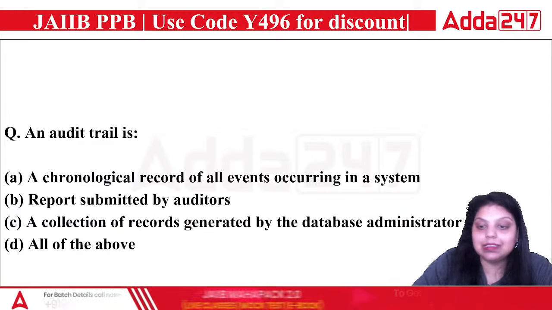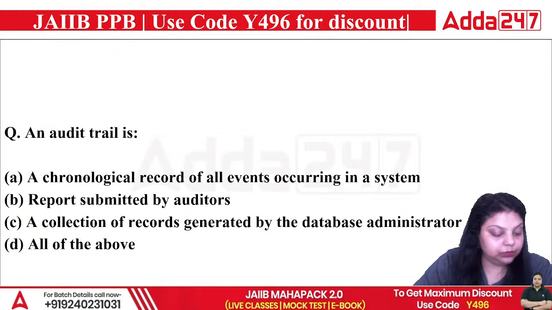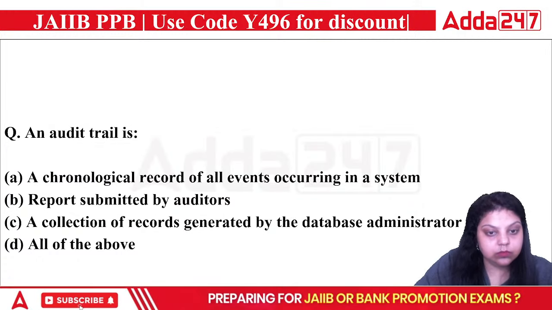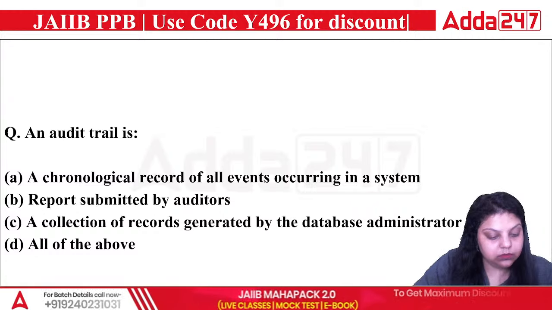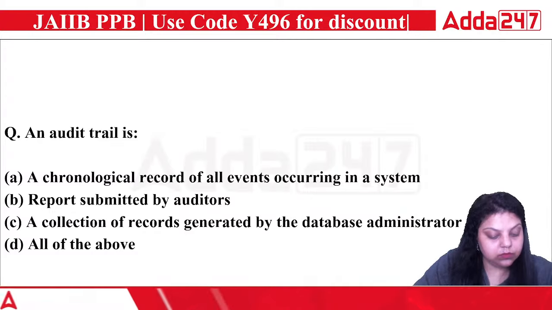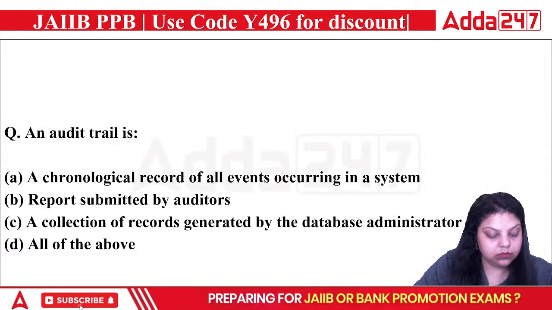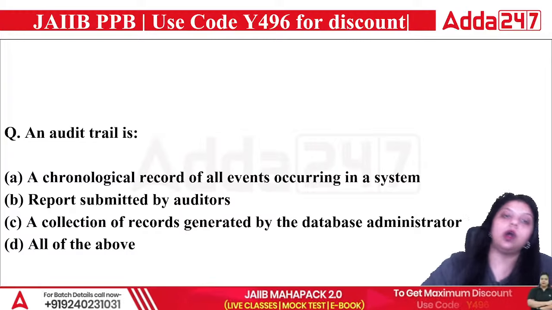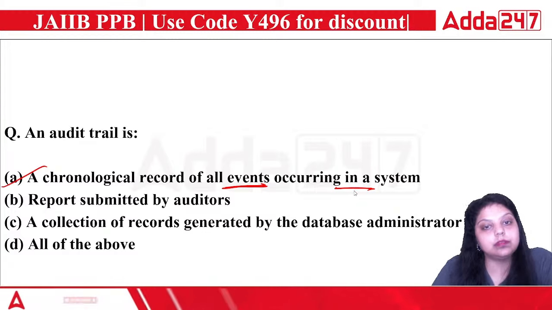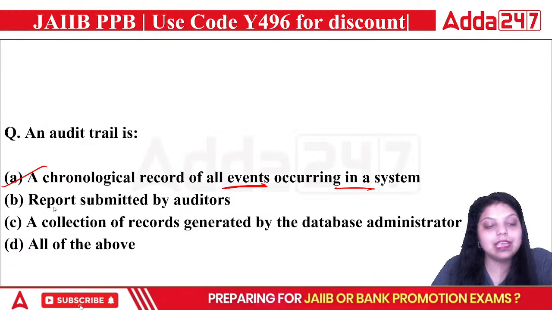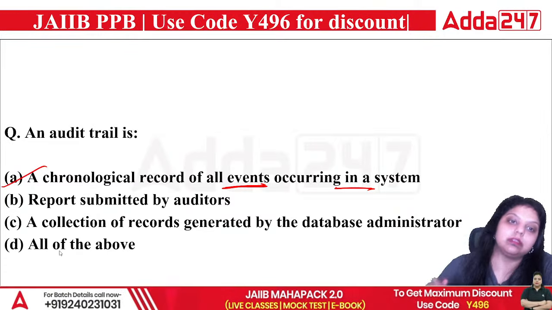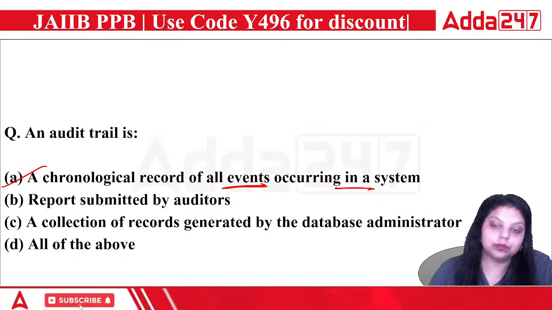Which of the following is correct about the audit trail? Okay. So audit trail is simply chronological record of all the events occurring in a system. Okay, it is what? It is A option. It's a chronological record of all the events which are happening in a system. Okay, so right answer is A.